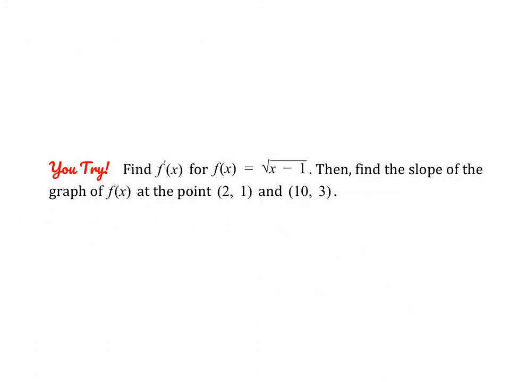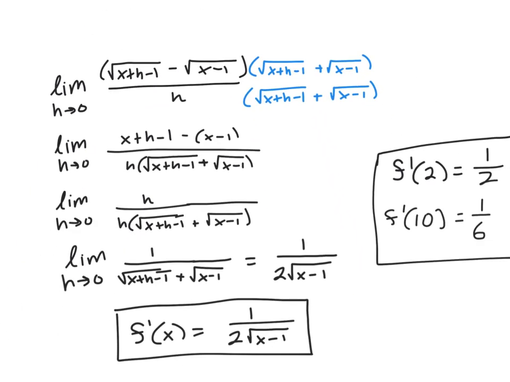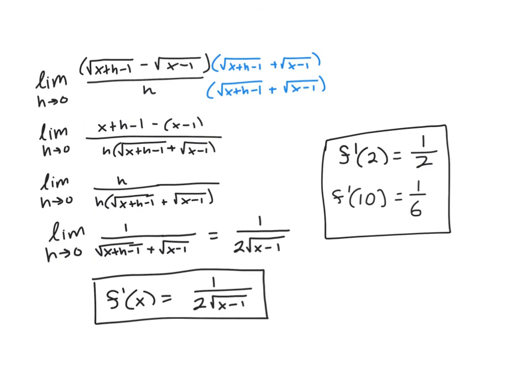All right, last example. Go ahead and pause the video and give this one a try. All right, so here, same idea. We have f of x plus h minus f of x all over h. To evaluate this limit, we're going to need to rationalize. So I multiply the numerator and denominator by our conjugate. So here is the multiplied out numerator, which if you combine like terms, we're left with just h. Here we can divide out a common factor of h, allowing us to evaluate this limit using direct substitution. This gives us a derivative of 1 over 2 times the square root of x minus 1.